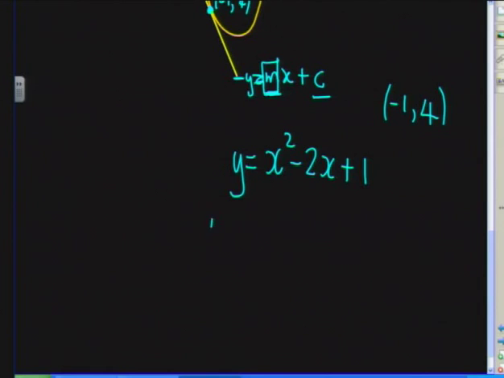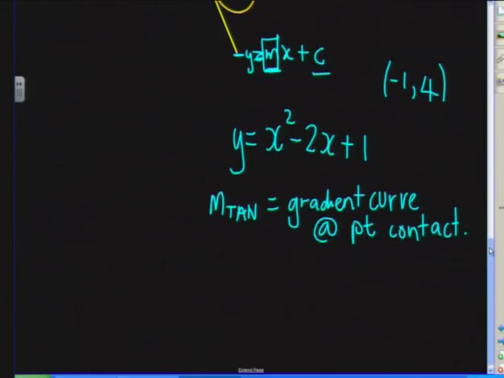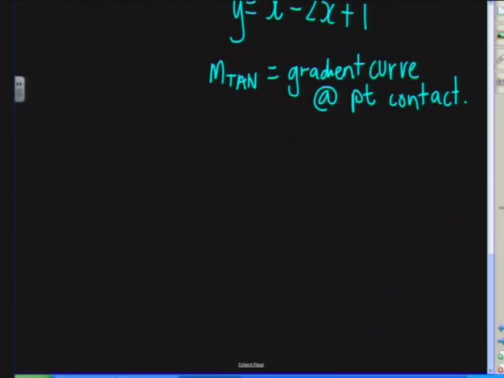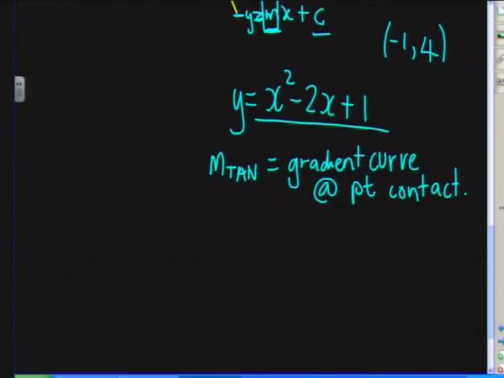Remember that the gradient of the tangent is equal to the gradient of the curve at the point of contact. Okay, so at the point of contact, they are equal to each other, both gradients. So I need to find the gradient of that curve, and the only way we can do it is by using calculus. I've got the equation of the curve, I need to find the gradient, so in order to find the gradient, I need to derive.